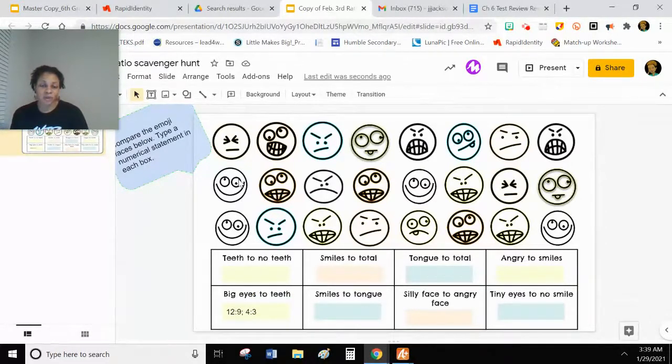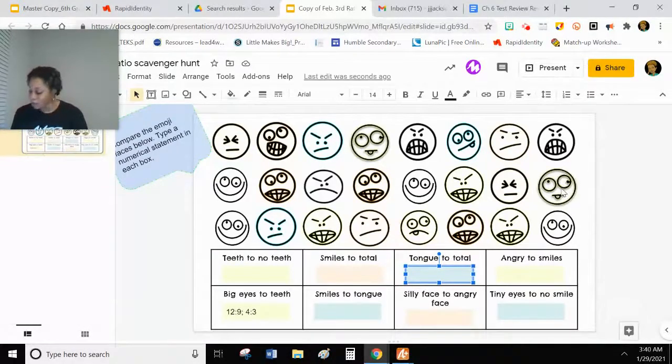Okay, so 1, 2, 3, 4. So some of the big eyes have teeth. So for every 4 big eyes, there were 3 teeth to match or to compare. Okay, remember, a ratio is comparing two quantities. Next, I want to look at tongue to total. So tongue was anything where I saw the tongue physically sticking out. So when I counted, I only saw 3 tongues.